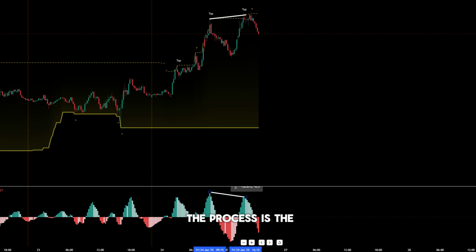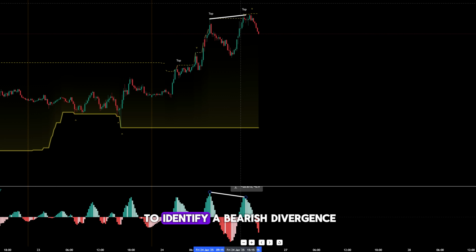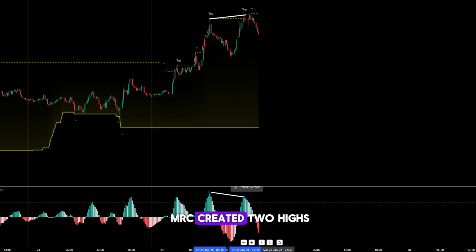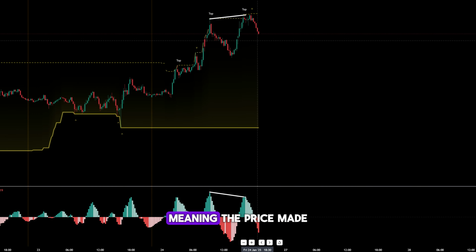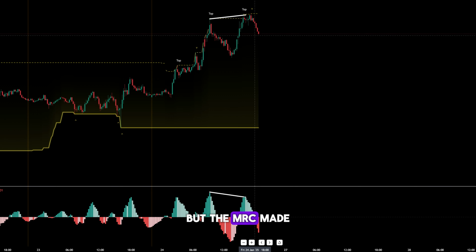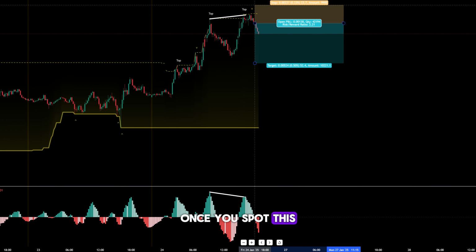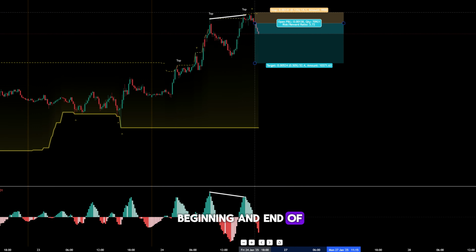For a short position, the process is the reverse of the long trade. The first condition is to identify a bearish divergence. In this example, the MACD created two highs with a low in between. The first high was higher than the second, meaning the price made a higher high, but the MACD made a lower high, indicating a divergence. Once you spot this, draw lines marking the beginning and end of the divergence.